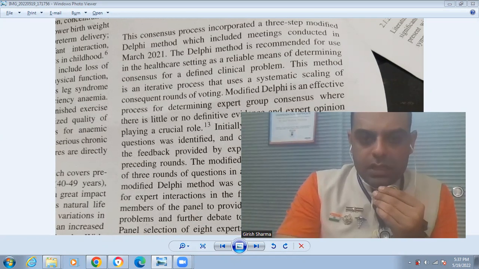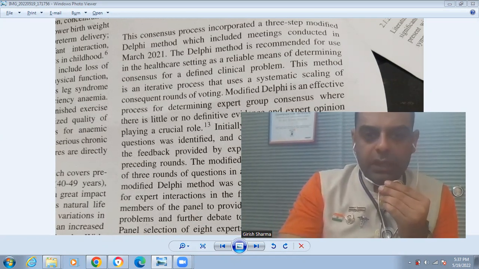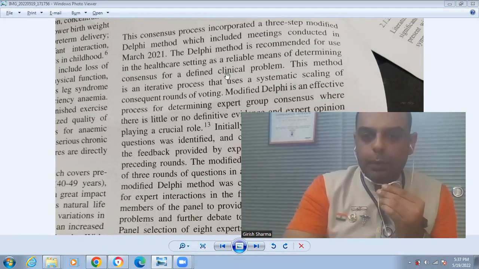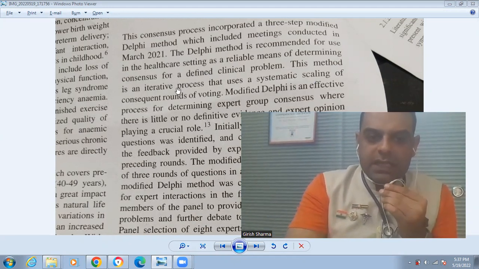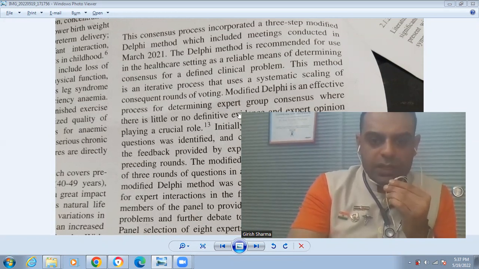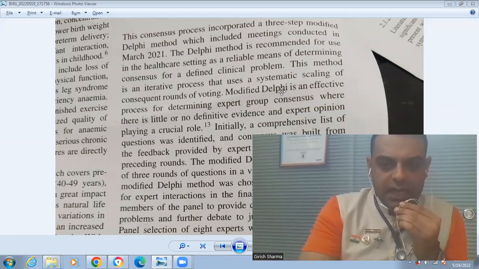The consensus process incorporated a three-step modified Delphi method, which included meetings conducted in March 2020. The Delphi method is recommended for use in healthcare settings as a reliable means for determining consensus for a defined clinical problem. This method is an iterative process that uses a systematic scaling of consequent rounds of it. Modified Delphi is an effective process for determining expert group consensus where there is little or no definitive evidence and expert opinion plays a crucial role.